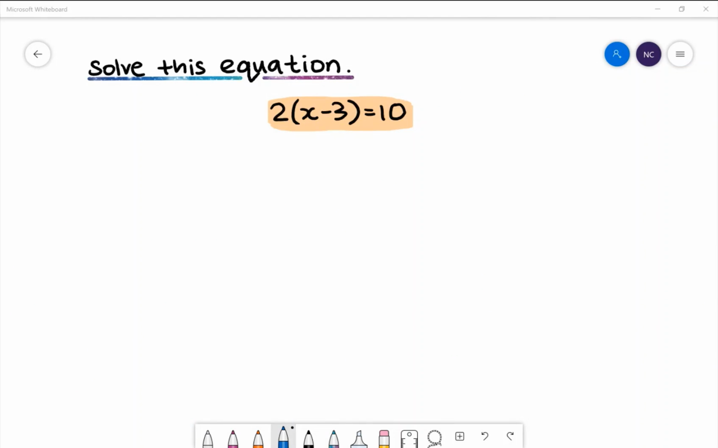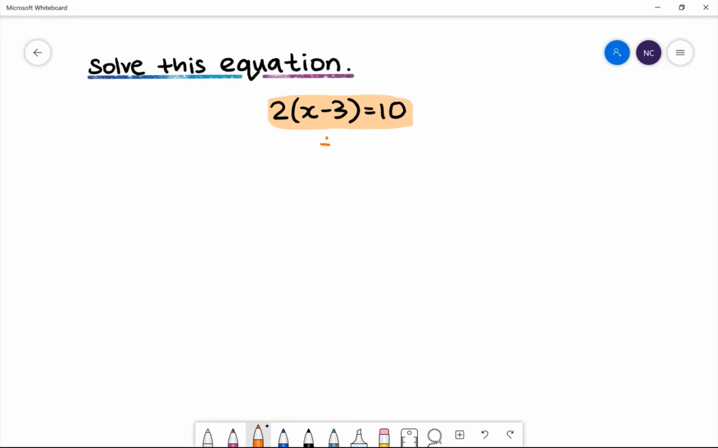Here is our first example. Solve this equation: 2(x - 3) = 10. 2 is our multiplier. To get rid of it on the left-hand side, we need to divide by 2. If we divide by 2 on the left-hand side, we need to divide by 2 on the right-hand side so that the equation remains balanced. On the left-hand side, we'll be left with x - 3. We don't need to write the brackets. On the right-hand side, we'll have 10 divided by 2, which will give us 5.